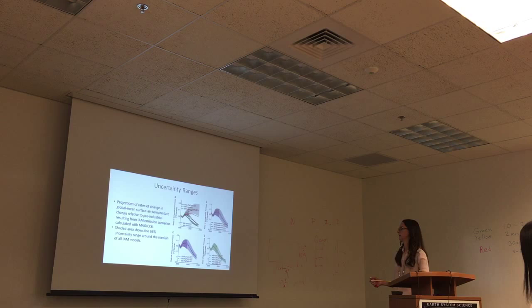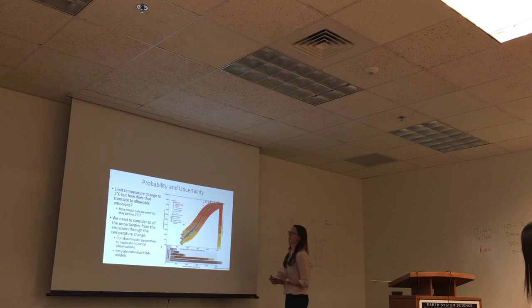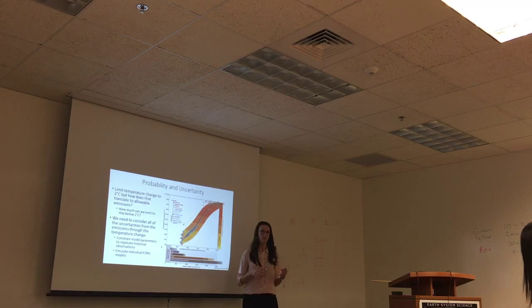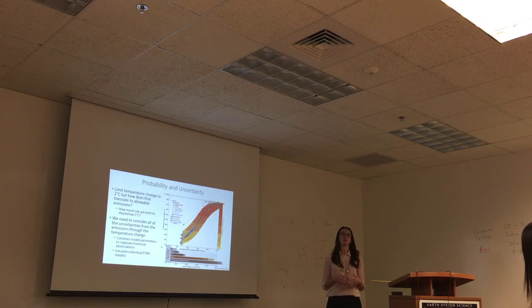I think this is the paper I sent you guys, which was really statistically based, and I didn't realize that at the time. I was just pulling out that one figure for it. So this combines both probability and uncertainty. So again, here's this: let's limit temperature change to 2 degrees. But how does that translate into allowable emissions?